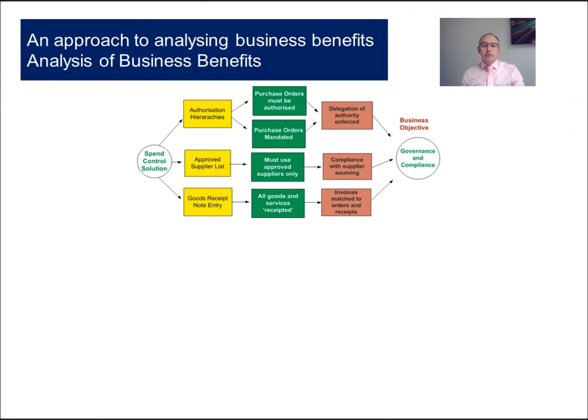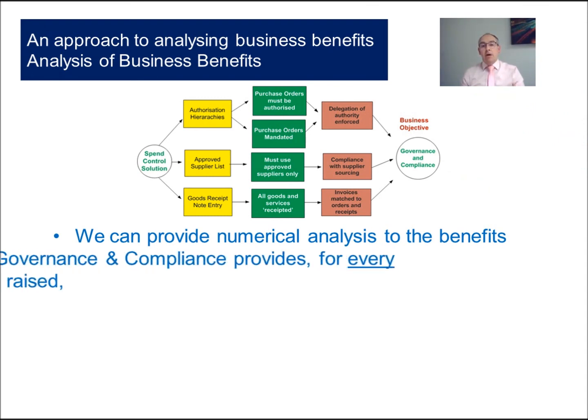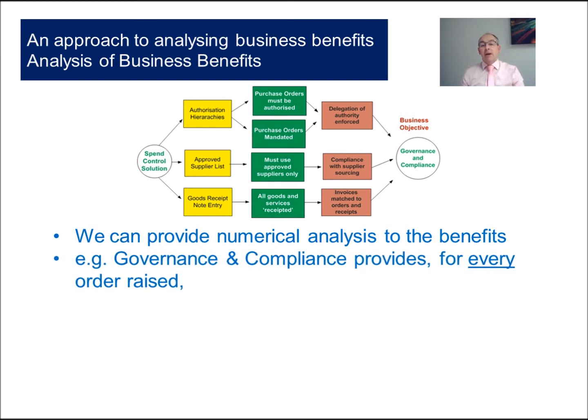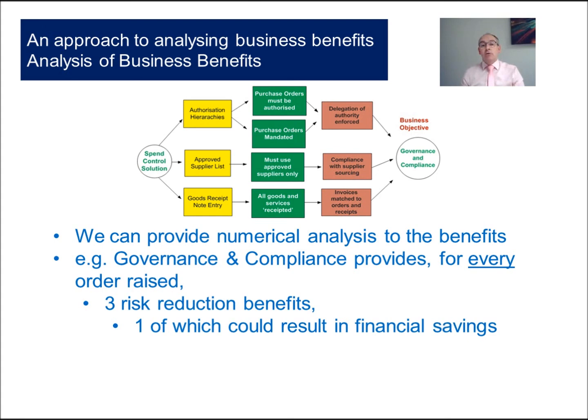By adopting this approach to benefit management and benefit classes, we can now do a numerical analysis of the benefit case. We can look at our benefit dependency charts and we can list out and count up the benefit by classification. So for our governance and compliance, we can show that purchase orders and goods receipt noting are giving us 3 risk reduction benefits for every order raised. And with the three-way matching, we may have financial savings and economy benefit because we're only paying for goods and services that we receive. This also provides us with a policy and compliance benefit.